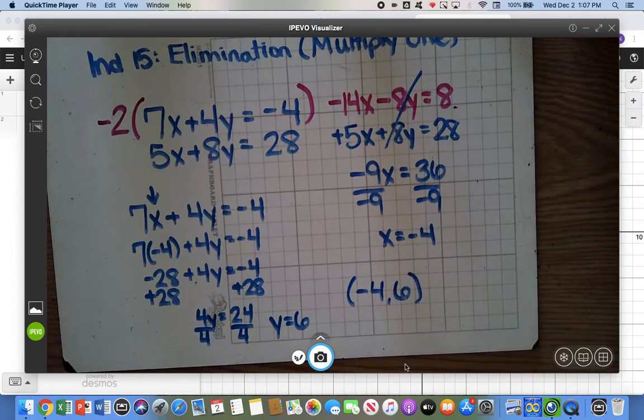And again, we could check by Desmos. You can check by plugging in x and y to each equation and making sure it's got to work for both, not just one. And there we have it.